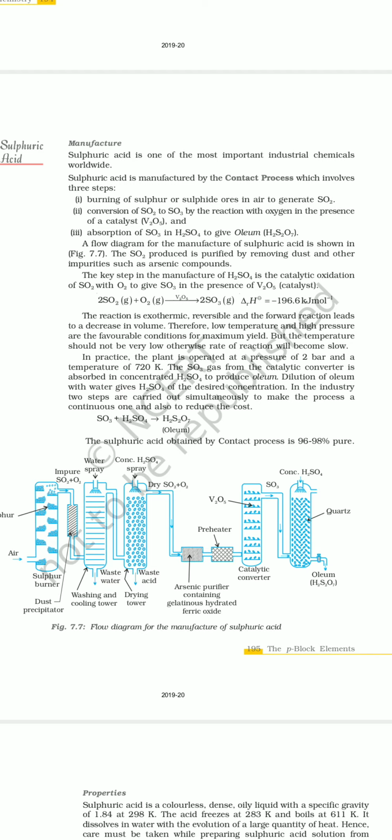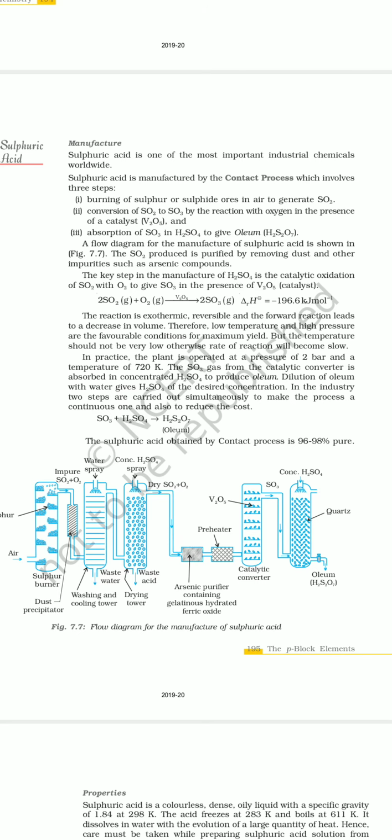Good morning, children. We are doing group 16, and in this we have already completed oxo acids of sulfur, the different structures of the oxo acids of sulfur. Among these oxo acids, we have one acid which is sulfuric acid, which is one of the most important industrial chemicals. So we are going to study about sulfuric acid, its manufacture and its properties.